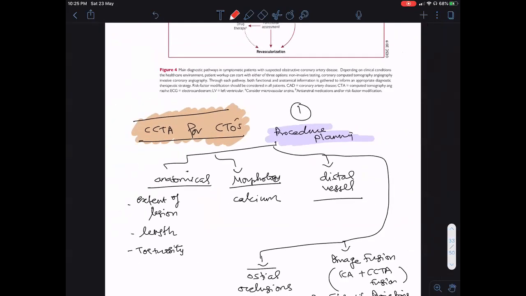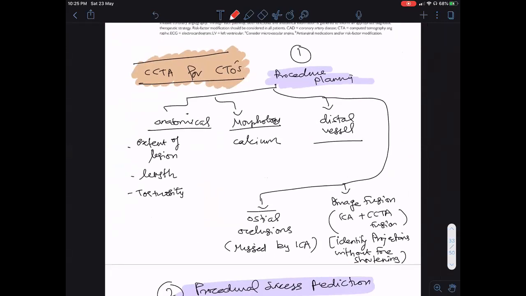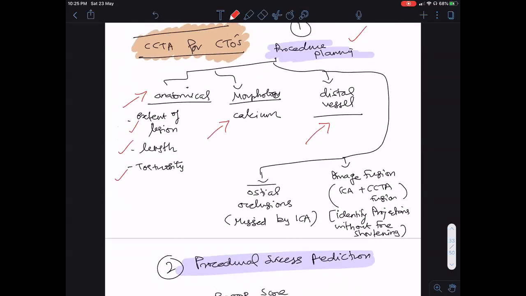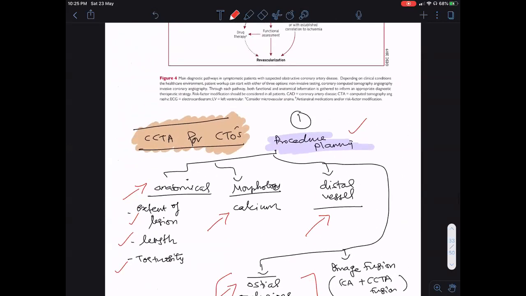So how does CT-CAD help in patients with a CTO? CTOs, again, as Dinku has already discussed at length, are a very interesting subset of patients. CTCA can help in procedure planning. We can look at the extent of the lesion, length of the lesion, tortuosity of the vessel, morphology of the plaque, and calcium. We can come to a conclusion of how the distal vessel collaterals are. And ostial occlusions are very often missed by invasive coronary angiogram, and these ostial occlusions can be picked up by doing a CT. So this is for the pre-procedure planning.